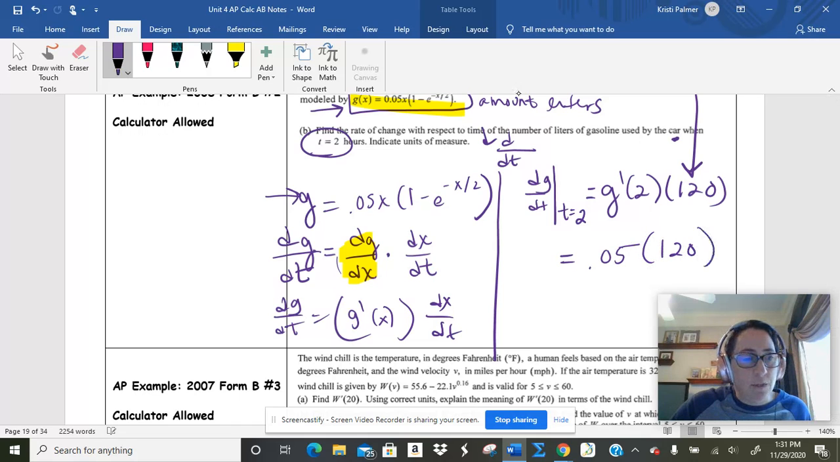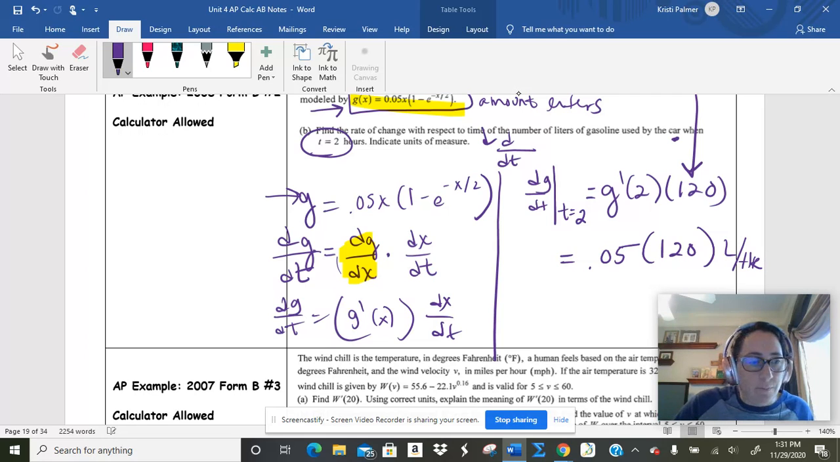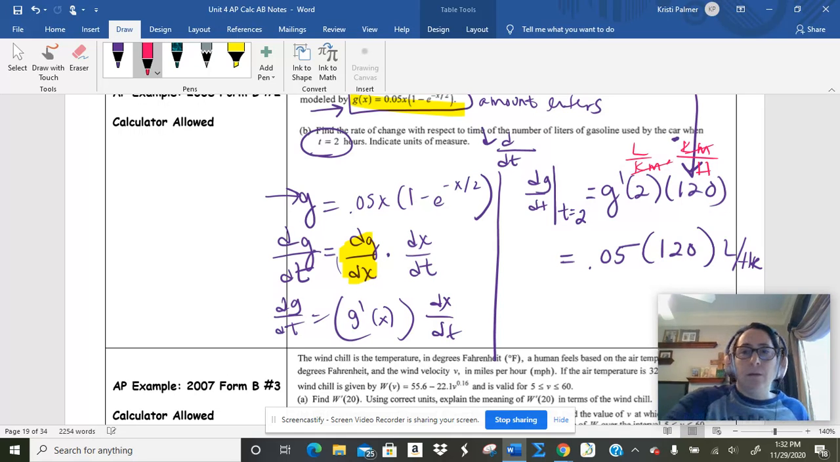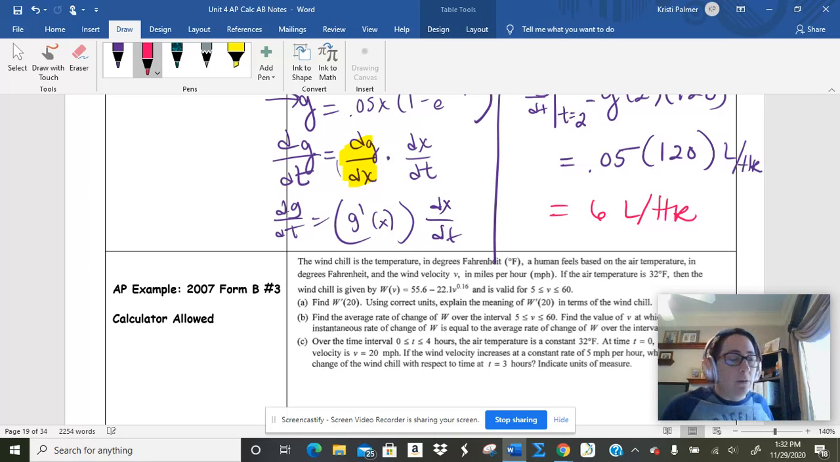So now as I think through this with my g prime of 2, 0.05, and then times the 120, that's going to be in liters per hour. I would do that by thinking through, this would be liters per kilometer, and this would be kilometers per hour, and then those can cancel. And feel free to simplify, 6 liters per hour. So that one's a lot to think through. It was definitely a low scoring one.